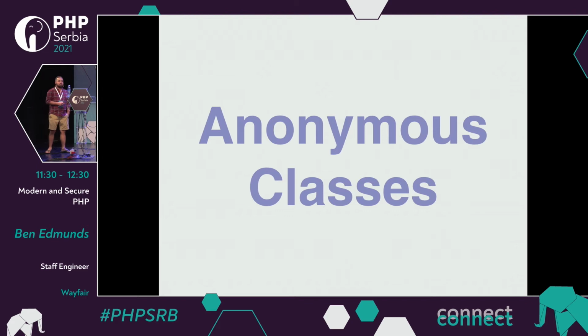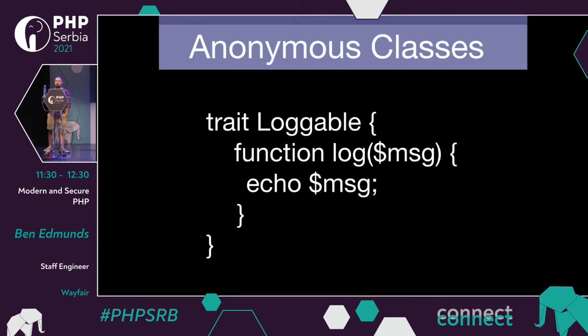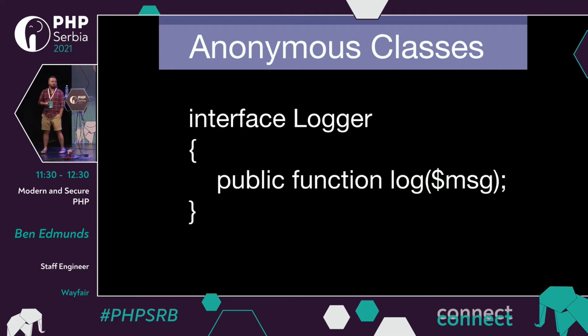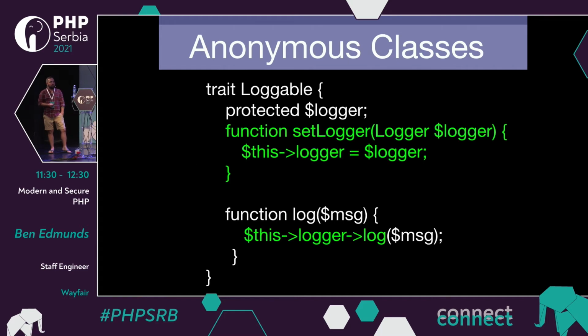Anonymous classes were added in PHP 7. So let's go back to our logger here. We have the same trait as before, the loggable trait. We have the same interface as before. Let's update this a little bit. Let's say we want the ability to set a logger and pass that in. Maybe instead of the default logger, which in our case is just echoing something, you want to change the format that it's echoed in. You want to change where it writes. Maybe you want to write it to a database instead of to a flat file, or the other way around.